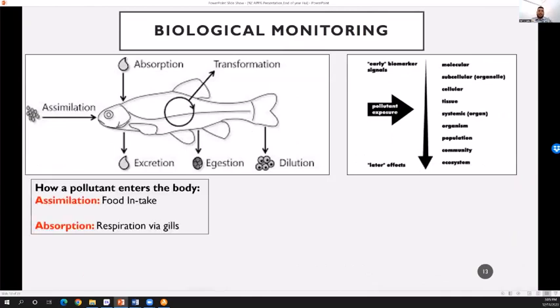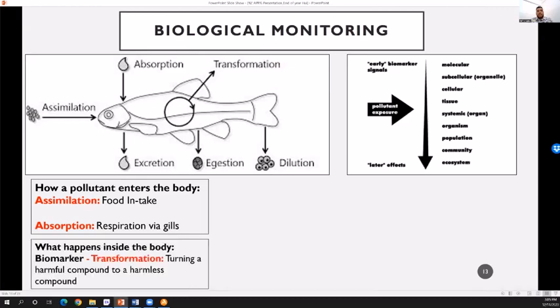And so in this process, we try to understand what the possible ways are that a pollutant enters the body of a marine animal. In this case, let's consider a fish. That can be through food intake or through respiration via its gills. And then we try to understand what happens inside the body. In many cases, especially for organic chemical pollutants, the body tries to biotransform these chemicals from one that is harmful to one that is harmless. There are several processes involved, but primarily in 3 phases.